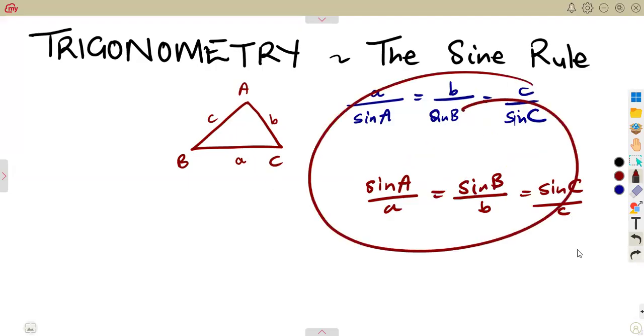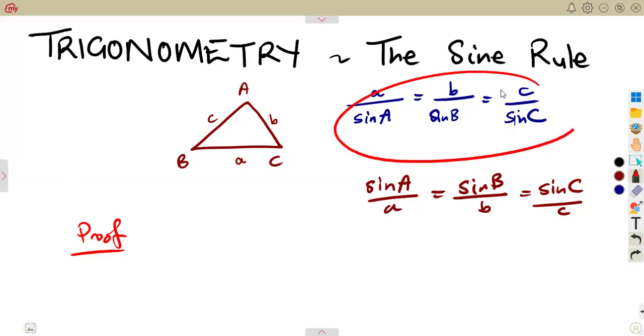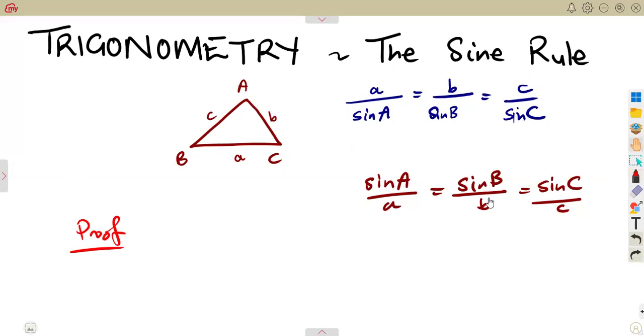We are used to this, given these formulas, and you are just taking the formula as it is. But the question is, how are we going to prove this? How are we going to prove that this rule does exist in a non-right angle triangle? All right, let us consider a non-right angle triangle ABC.